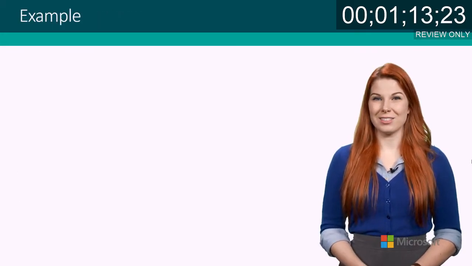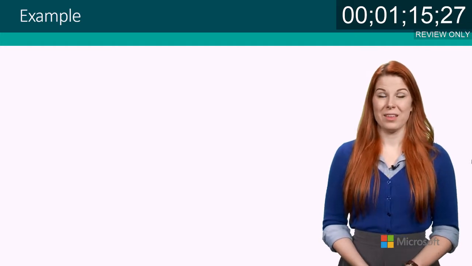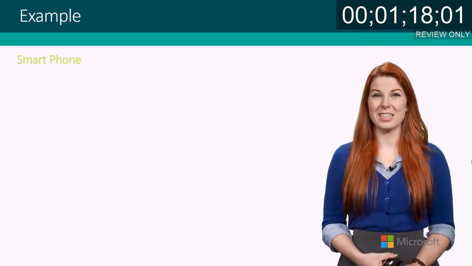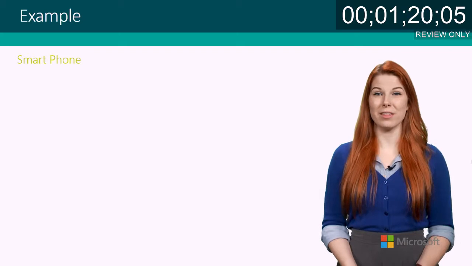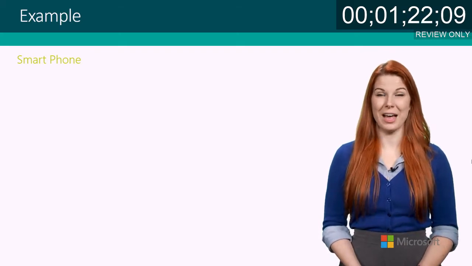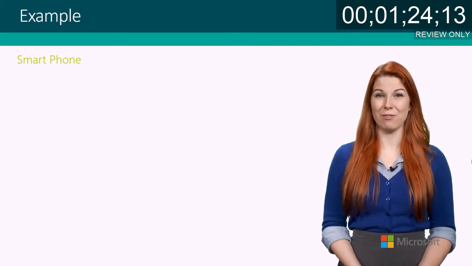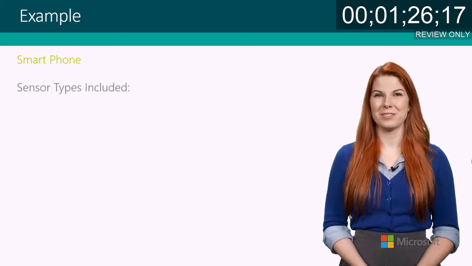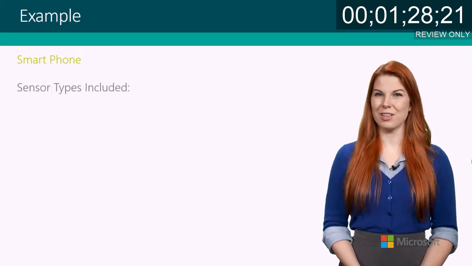Let's talk about these sensors in a more specific example. Your mobile phone actually has a ton of sensors that come with it, which is why you can write so many cool different apps based on the information that your cell phone is taking in. So, what types of sensors are on your cell phone?